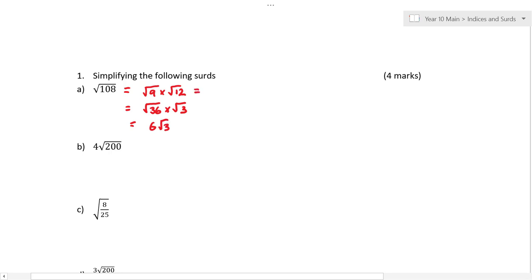So if you did it this way, you would have had to do that 3 root 12. But a lot of you left it as root 12. It's okay. But we know that root 12 is 3 times root 4 times 3, which is the square root of 4 is 2. That is 6 root 3.